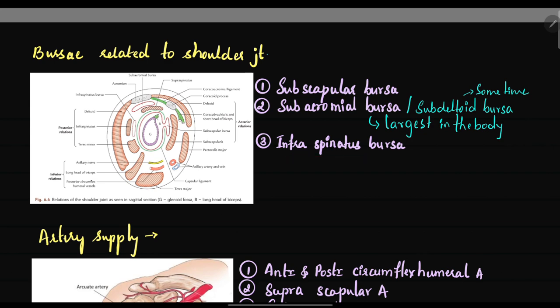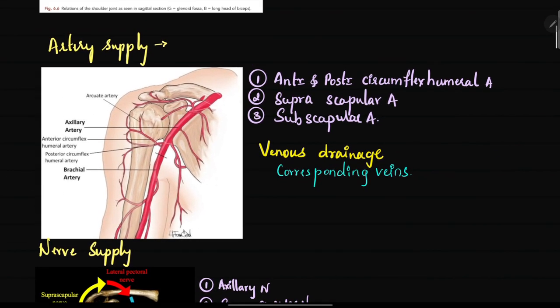Infraspinatus bursa we cannot see in this image here. Next, artery supply. The main artery supply is by the axillary artery branches, which are supplying this joint by various branches, exactly like anterior and posterior circumflex humeral arteries, suprascapular artery, and subscapular artery. These are the main artery branches which supply here.